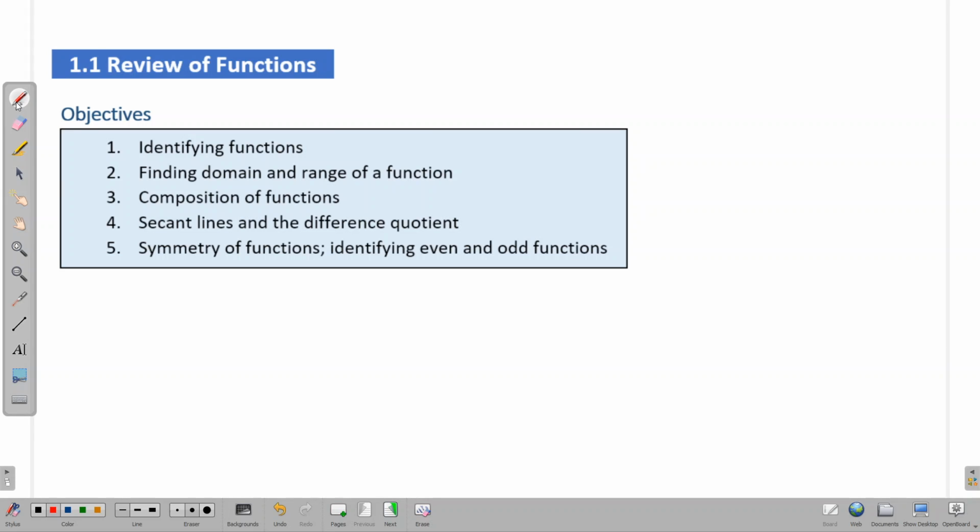This video covers section 1.1, review of functions. We have 5 objectives. We'll start by identifying whether a relation is a function. We will look at finding domain and ranges of functions.